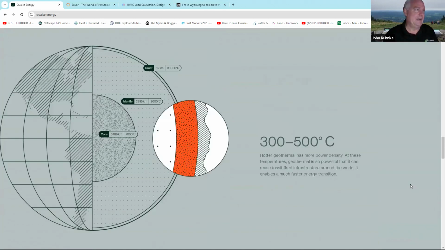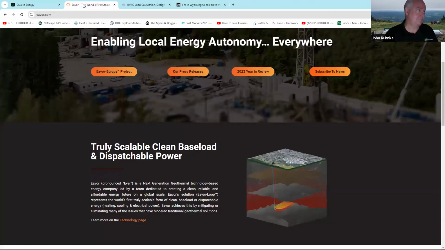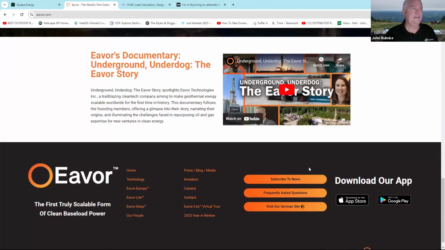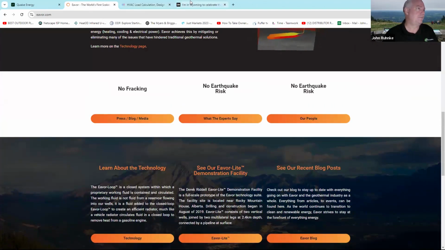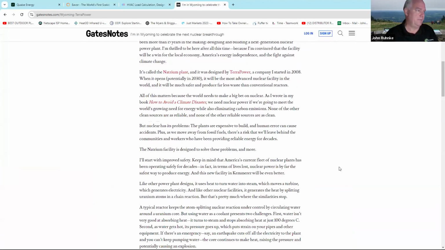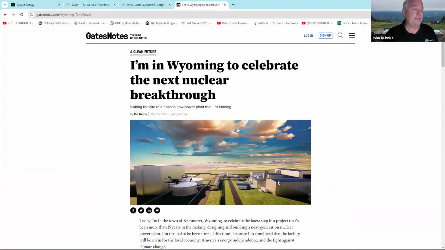So EVOR is already developed. It's already been installed. It's already being done. This system is a pilot. The pilot plant is being built. And if that goes well, then they can scale that up and build bigger plants.